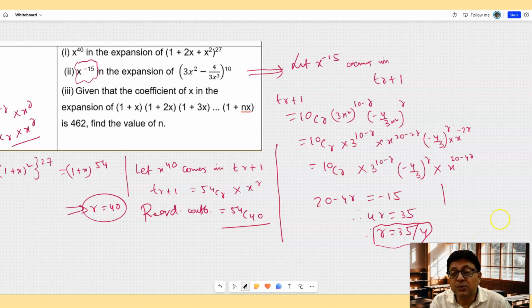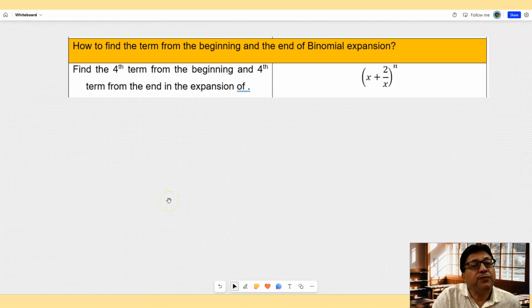Understand? So x to the power minus 15 is not a term in the binomial expansion. I mean x to the power minus 15 does not occur as a term in the binomial expansion. Alright. Now how to find the term from the beginning and end of a binomial expansion? This is a very important question. I mean very important information about the general term is required here.